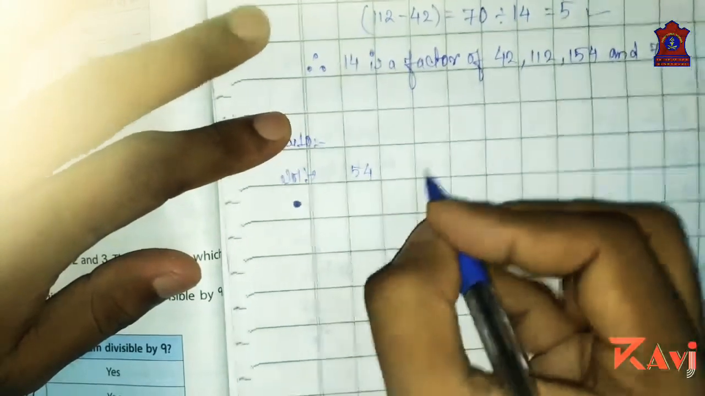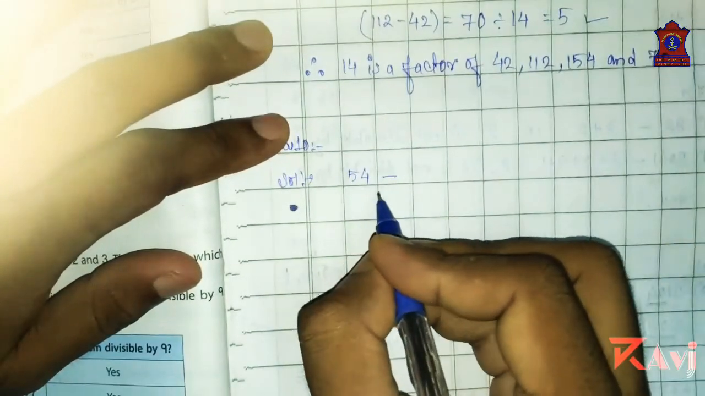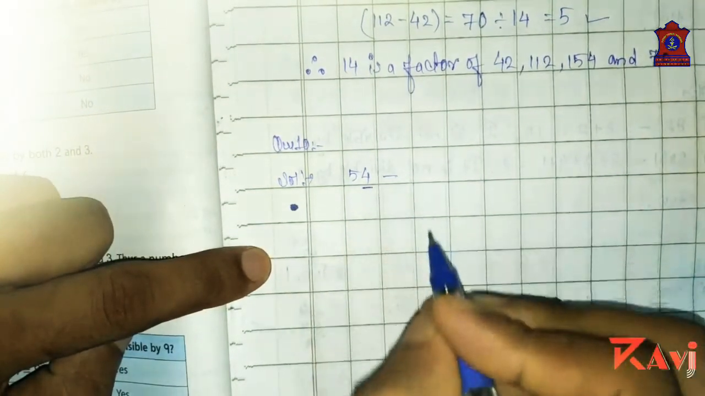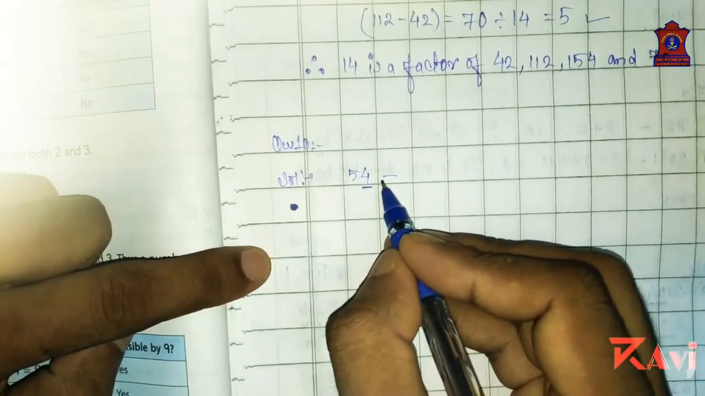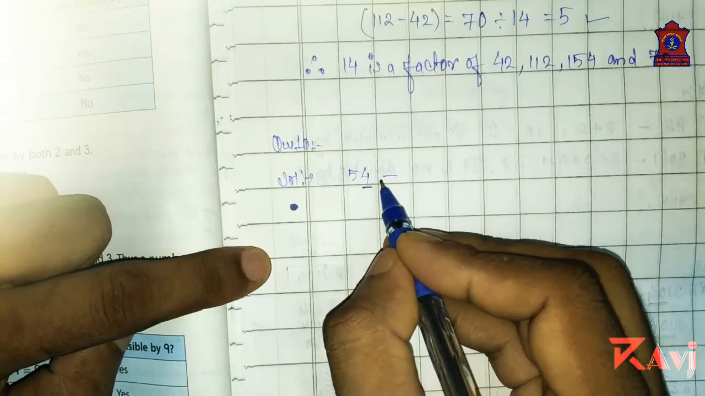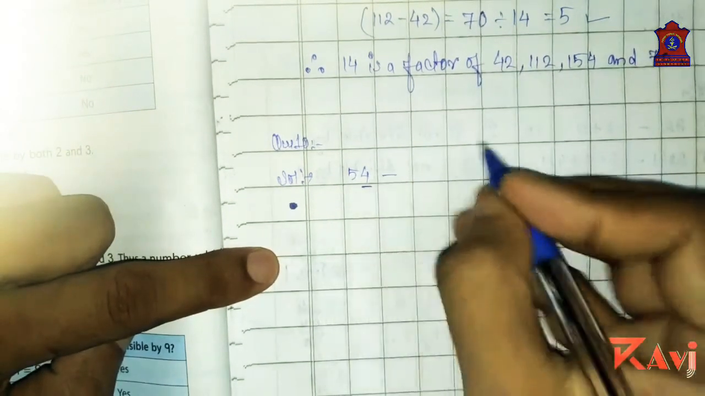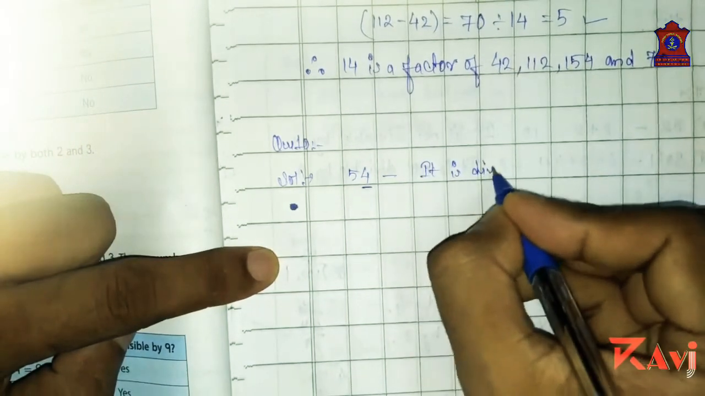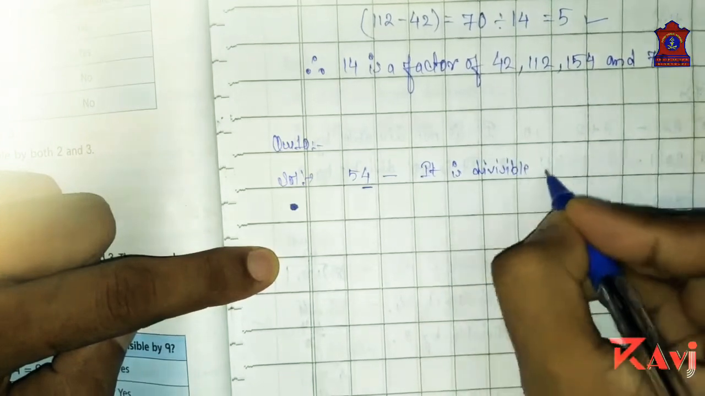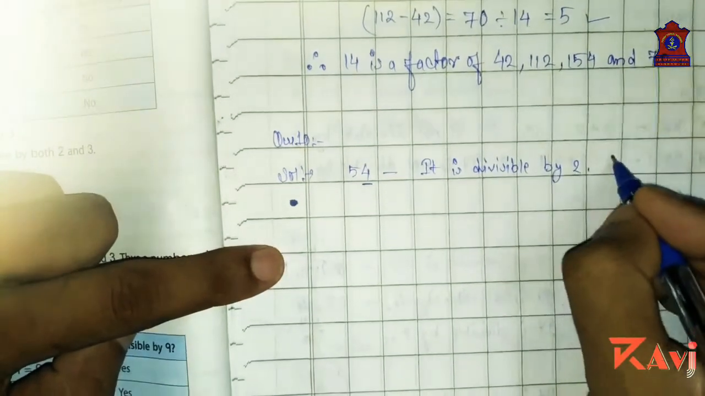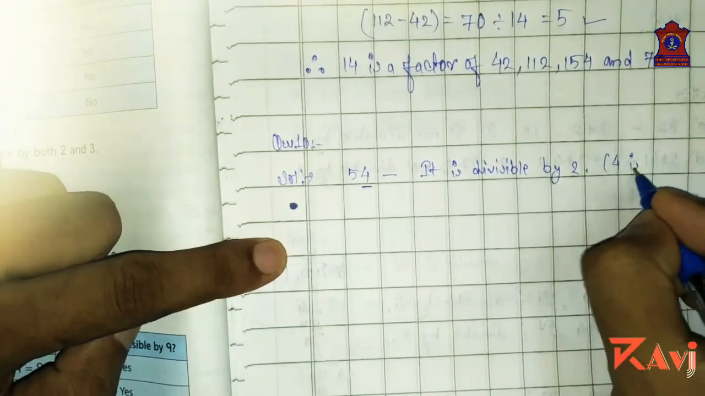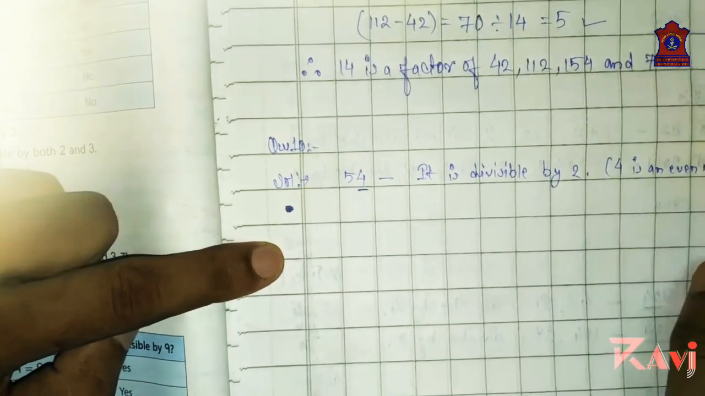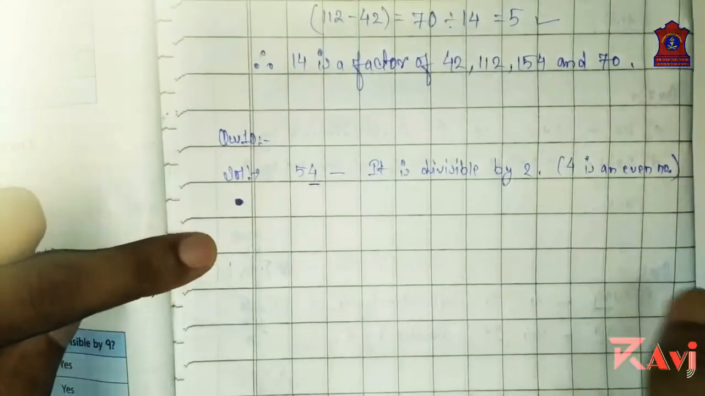54 is divisible by 2. To check the divisibility of 2, what will you do? We are checking the digit at one's place, whether it is an even number or not. Yes, 4 is an even number, therefore it is divisible by 2. Clear?